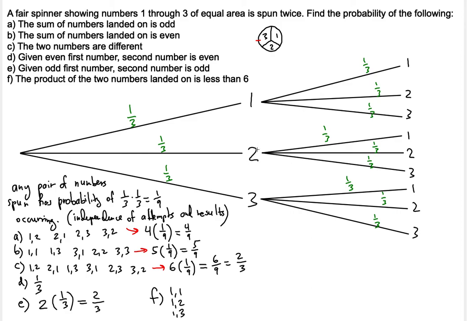Now let's start with the 2 possibility. 2 times 1 is less than 6. 2 times 2 is less than 6, right? That's 4. 2 times 3 is 6, so we don't write that. And finally, 3 times 1 is less than 6. However, 3 times 2 is 6 and 3 times 3 is 9, right? So that's it. So the probability of all of these pairs, of course, how many pairs are there? 1, 2, 3, 4, 5, 6. So the probability is 6 times the individual pair probability, which is 1/9. So that's 6/9, which is 2/3.